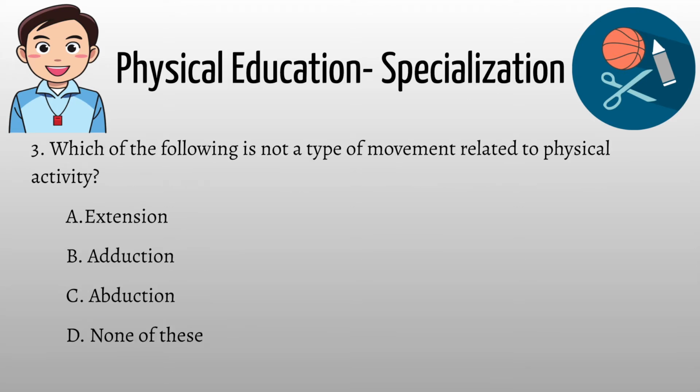Which of the following is not a type of movement related to physical activity? A. Extension. B. Adduction. C. Abduction. D. None of this. D. None of this.